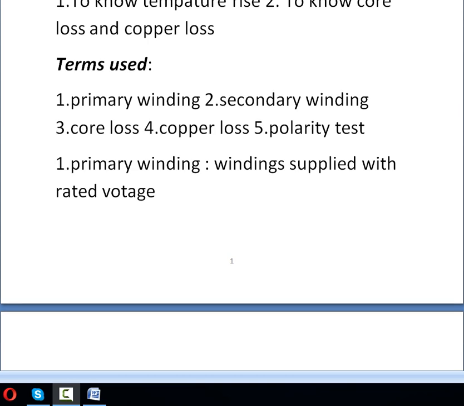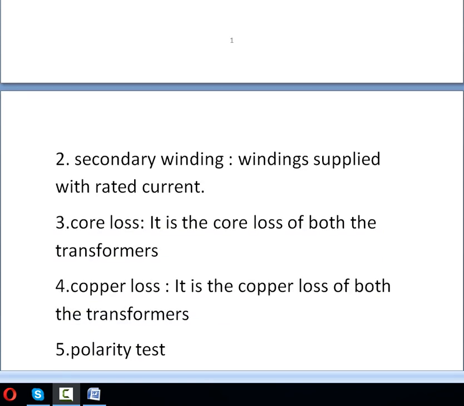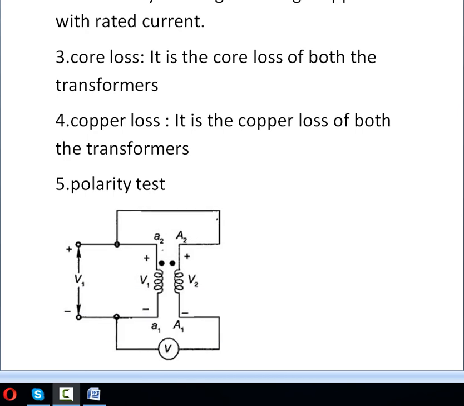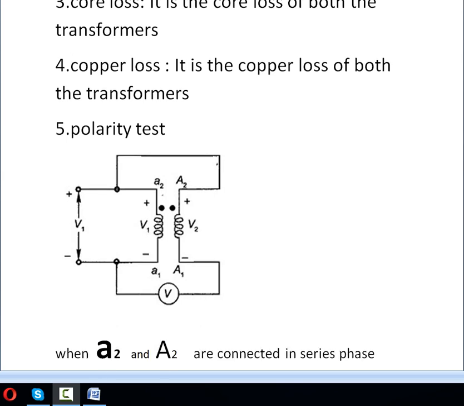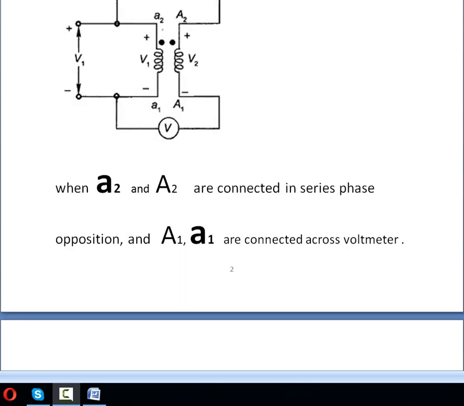First, let me consider primary winding. With respect to this test, the windings which are connected in parallel are supplied with the rated voltage. With respect to the secondary winding, these are the windings which are connected in series and they are supplied with the rated current. Then core loss: it is the core loss of both the transformers. Similarly, copper loss means it is the copper loss of both the transformers. Next, polarity test.